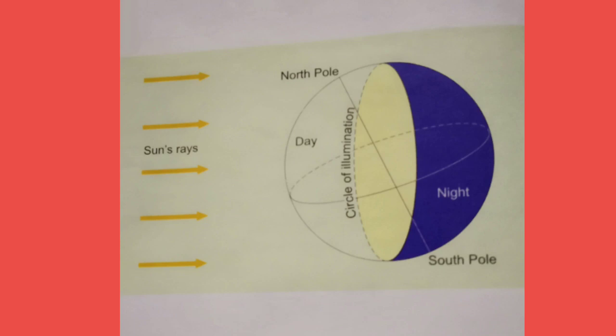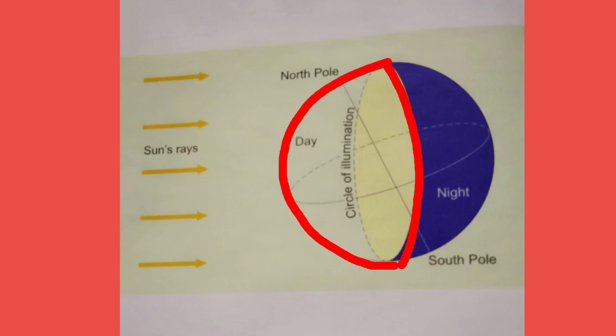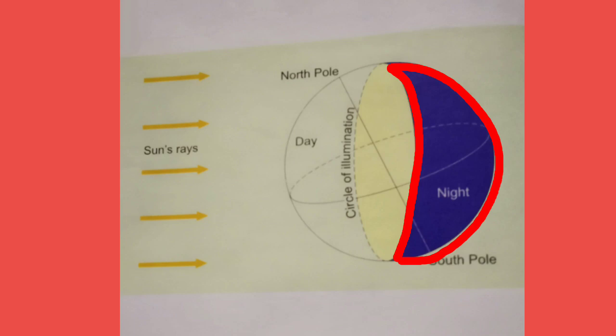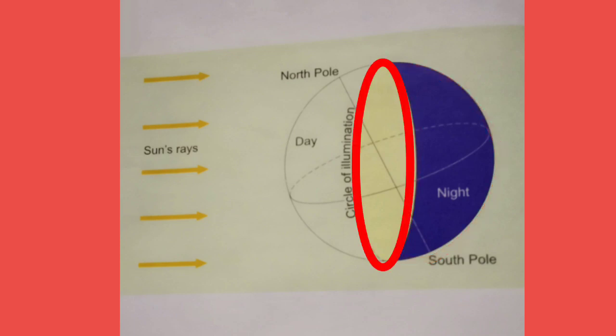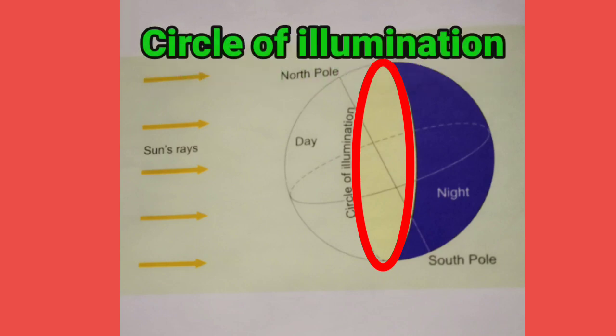In this diagram, you can see that half of the earth which faces the sun is lighted. In this half, it will be day. The other half is in darkness, and it will be night. The circle which divides the earth into a lit half and a dark half is called the circle of illumination.